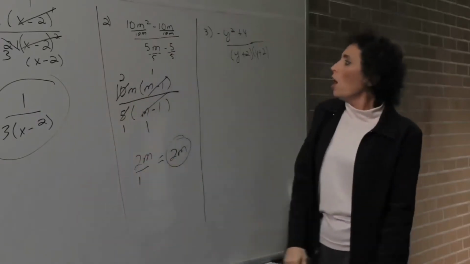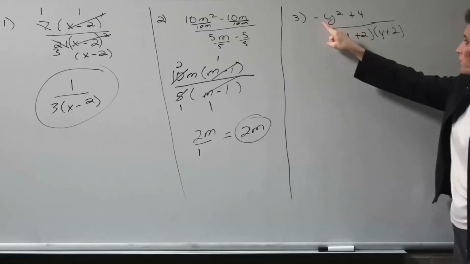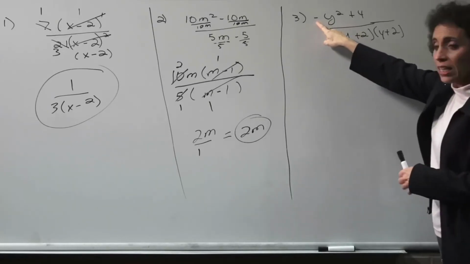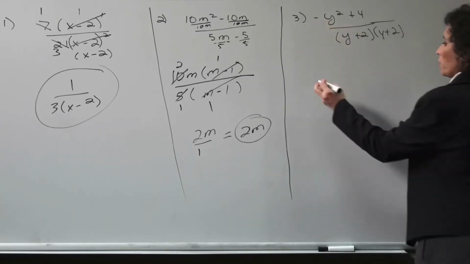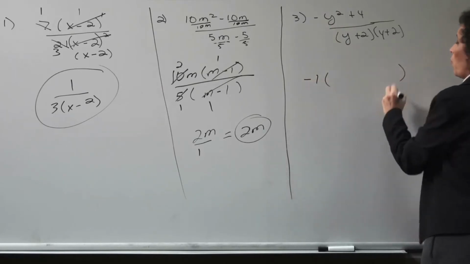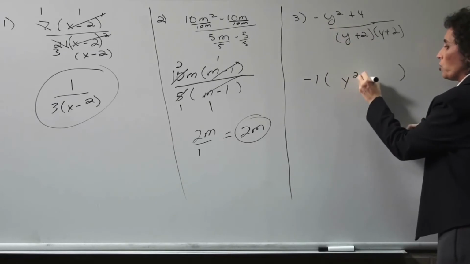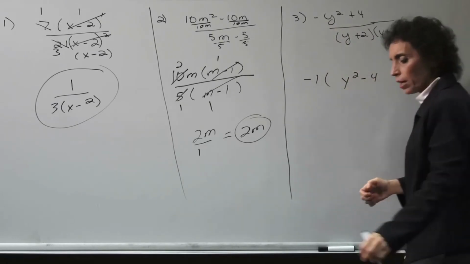Okay, so let's take a look at this one. Rash. You're feeling my pain, aren't you? Okay, because that's got a leading negative. So I'm going to pull that out. Negative 1. There's no other GCF. Divide through by negative 1, all the signs change. Y squared minus 4.